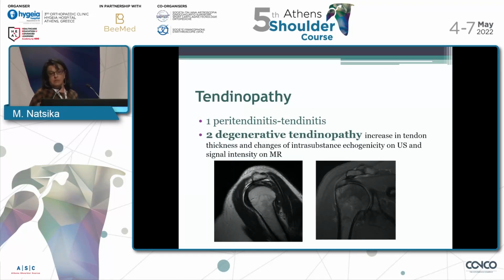Then, as the process evolves, we have the second stage, the degenerative tendinopathy, where fibroblasts and the inflammatory changes produce an increase in tendon thickness and changes of intrasubstance echogenicity on ultrasound imaging, or changes of the signal intensity on MR imaging.